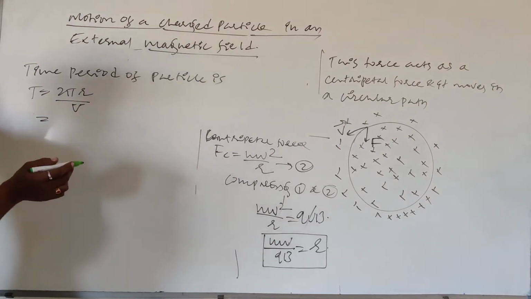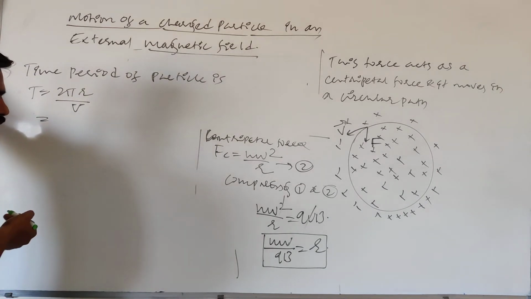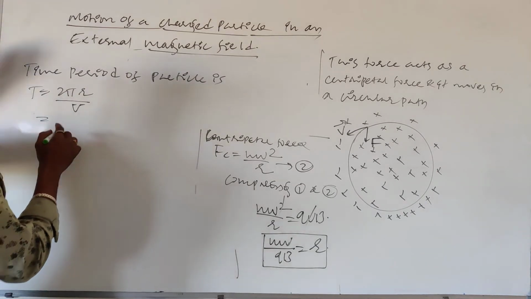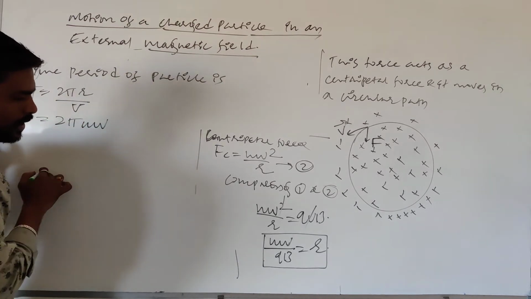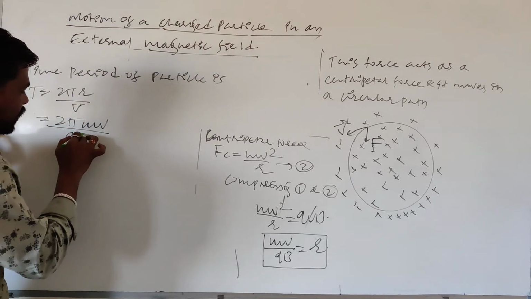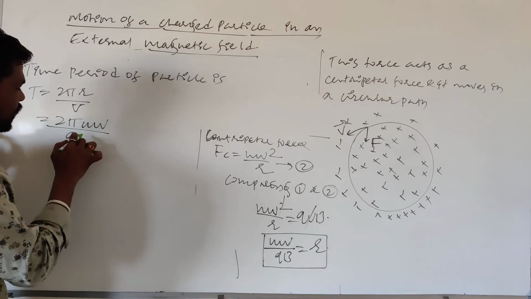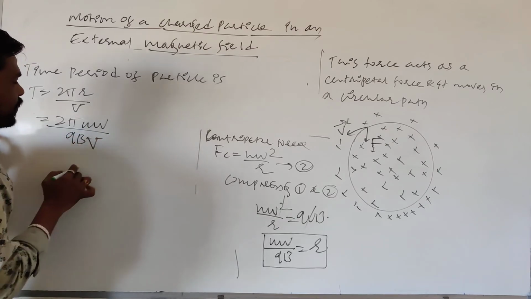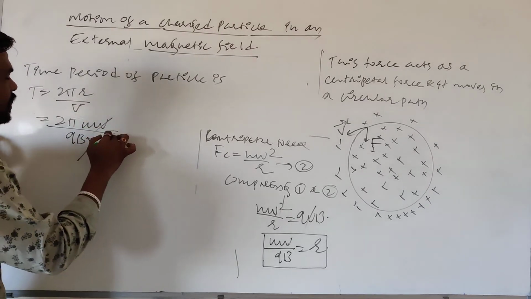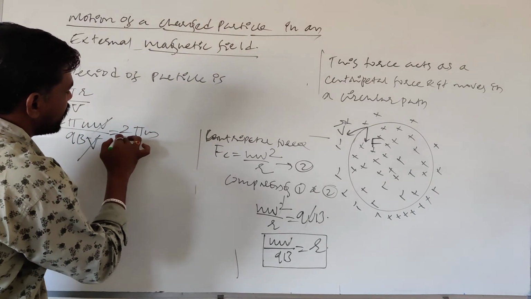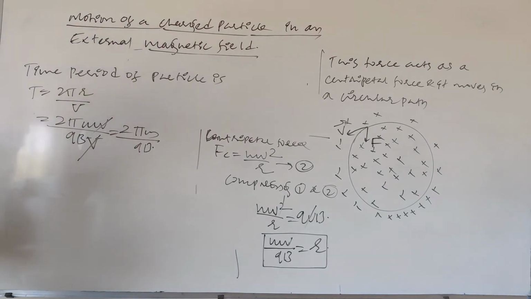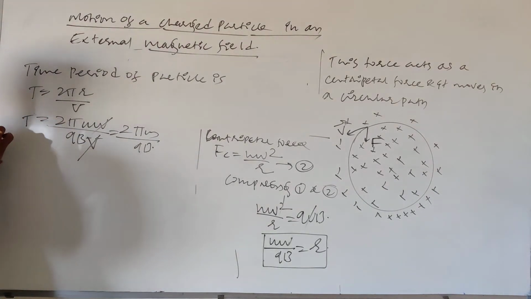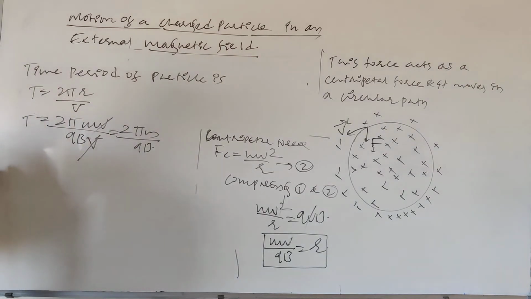Putting the value of r here: 2 pi, what is our r? mv divided by qB, into v. So this v gets cancelled. So it becomes 2 pi m divided by qB. This is the time period of the particle.